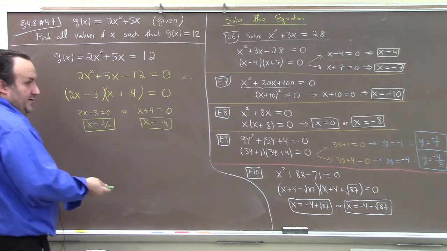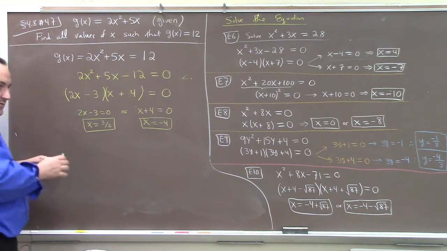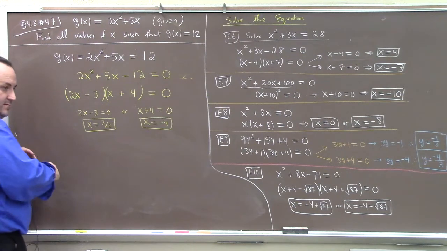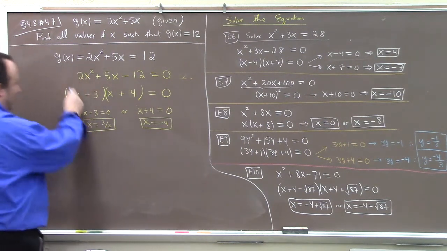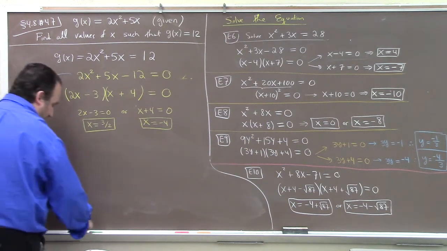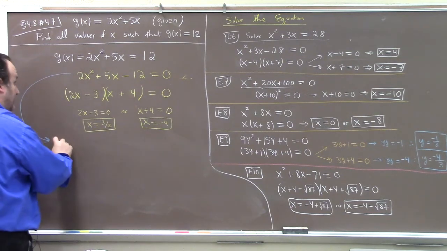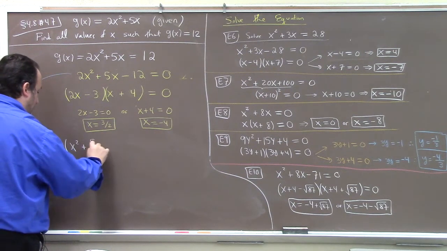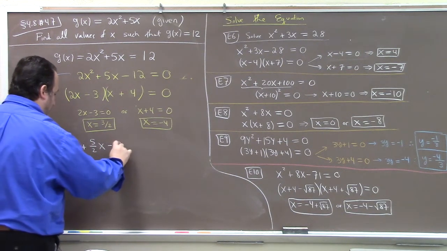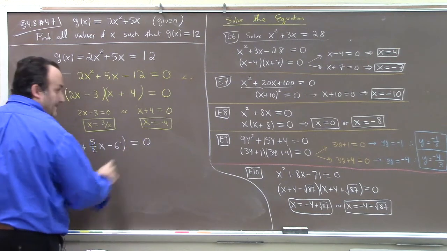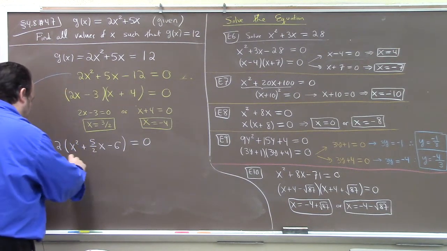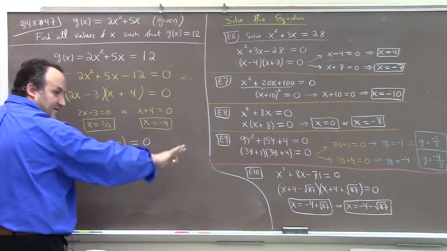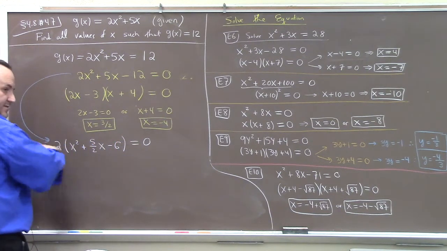Okay, so I think we agree that this factoring here was tricky, right? I mean, this could have gone wrong for you, right? So here's my fallback method. I factor the 2 out. I've got 2 times x squared plus 5/2 x minus 6. Complete the square. I can just divide both sides by 2, right?